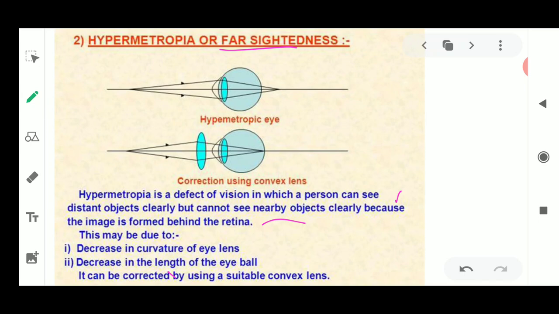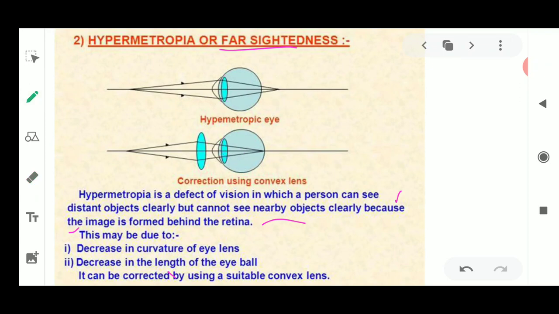So this was another defect. And the reason due to which it is being caused is the decrease in the curvature of the eye lens, and also the decrease in the length of your eyeball. If the eyeball's length is decreased, it means that the image is not formed clearly on the retina.